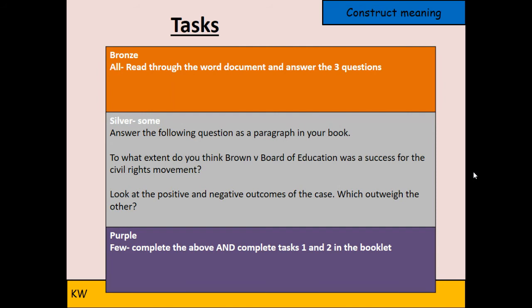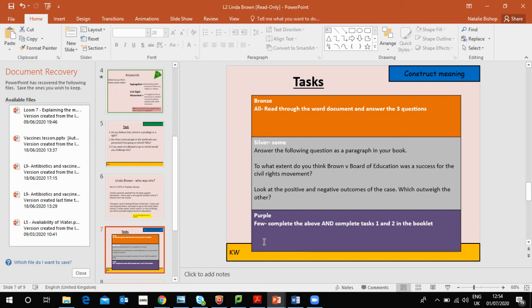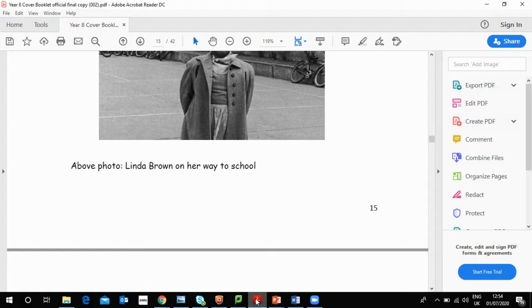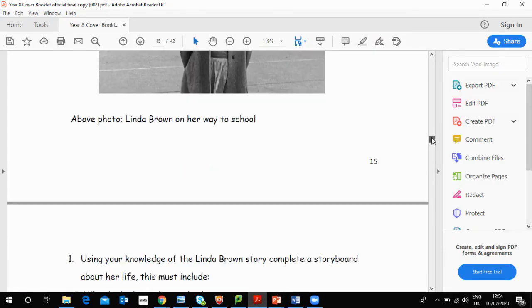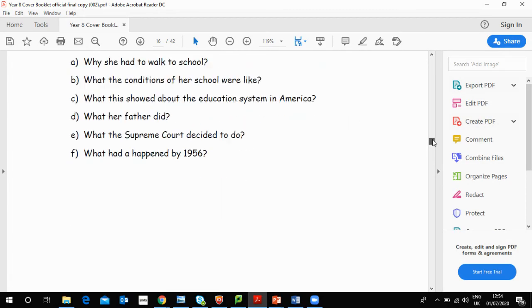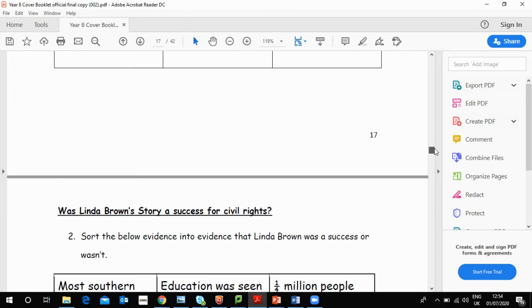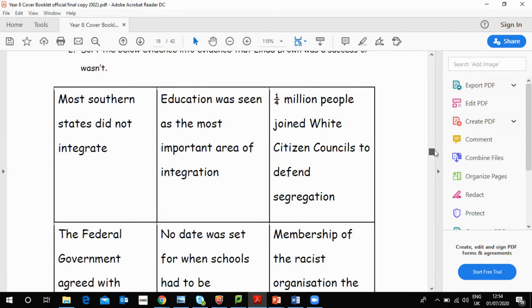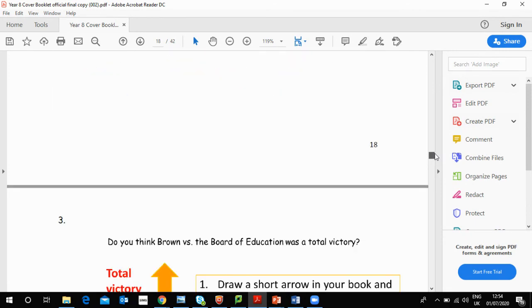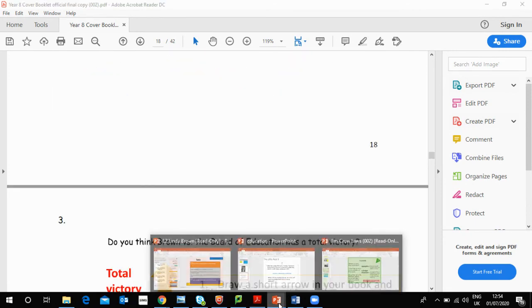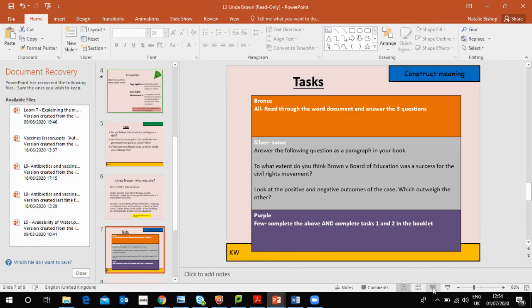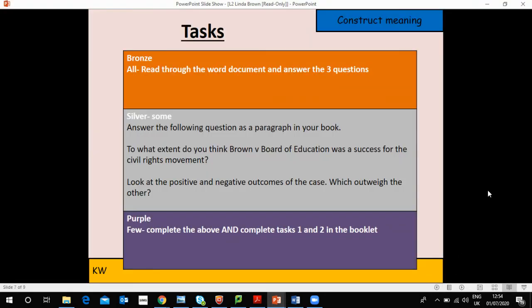And if you have finished all of that and you're feeling fancy and want to push yourself even more, I want you to do task 1 and 2 in the booklet. Now, you might have already done these because you might be ahead of the game, in which case, fabulous, well done you. But if not, I want you to do the storyboard on Linda Brown's life. And then I want you to complete this one here. Okay, it's in your book. Now, after you've done that, pause the screen, complete your work.